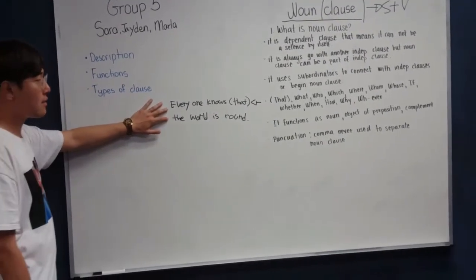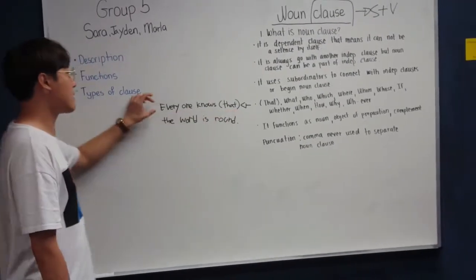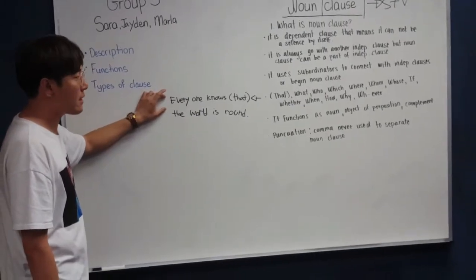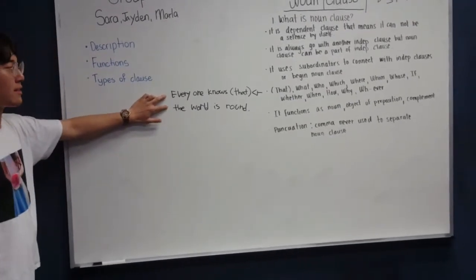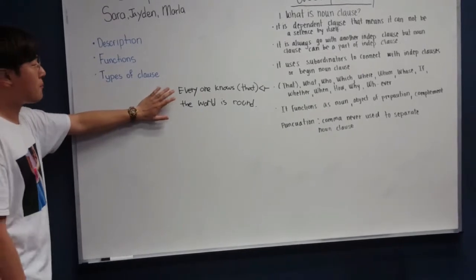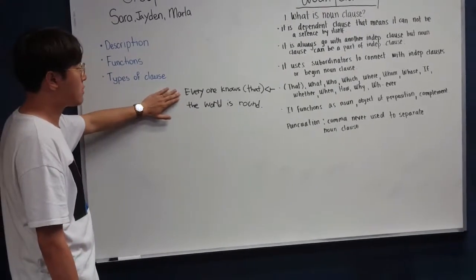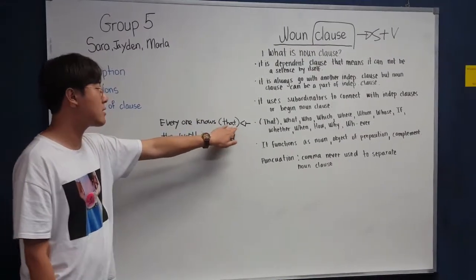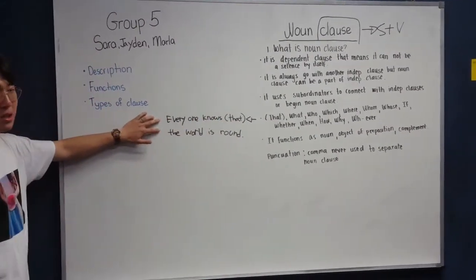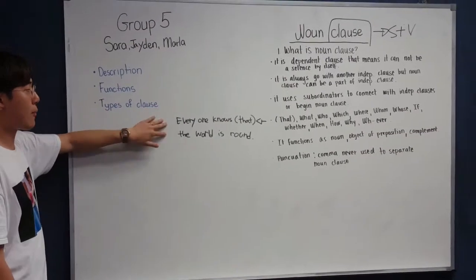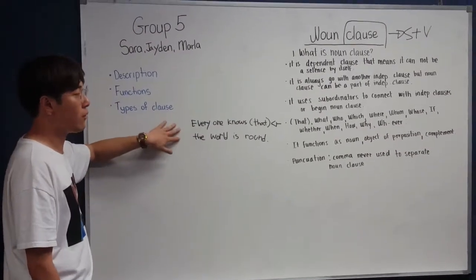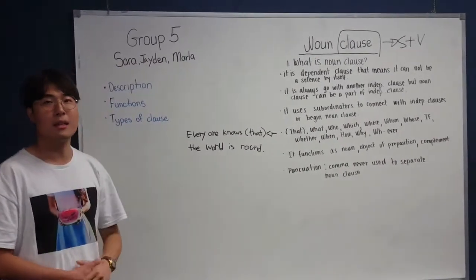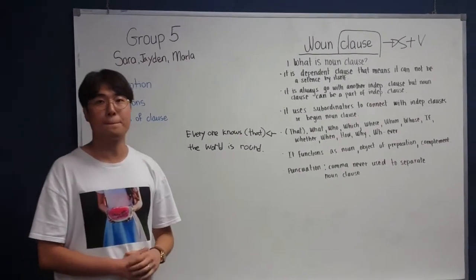So in this sentence, the that clause does not start the sentence. It means that we can omit it if the meaning of the sentence is not going to change. Even if we don't have that, its meaning is not changed. So we can omit it, like: everyone knows the world is round. And yeah, we can omit that, for that reason.